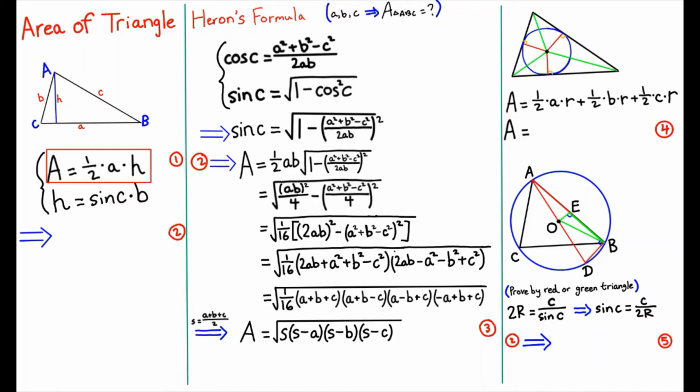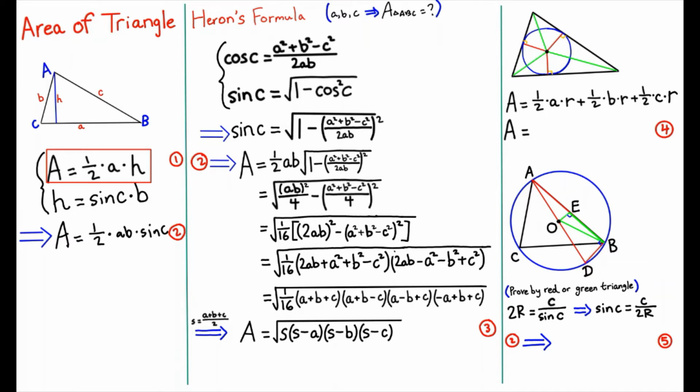Next to the fact that the height is equal to sine C, this angle over here, times H, it makes it so that the formula is true. The area equals 1/2 AB times sine C. There's our second formula.